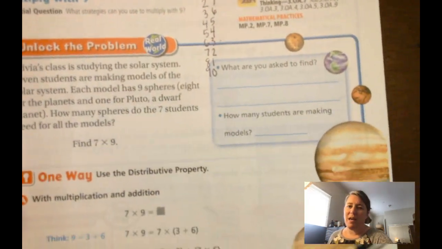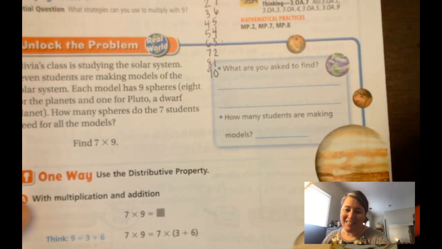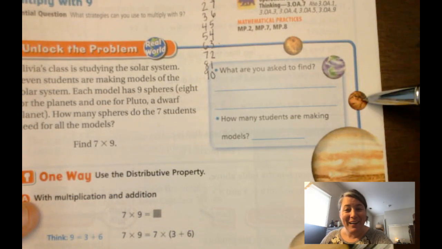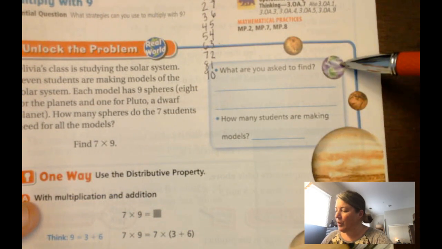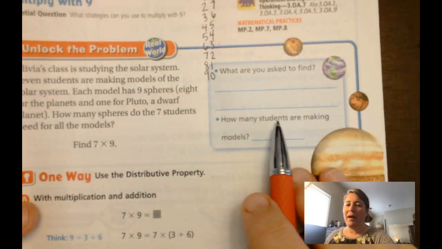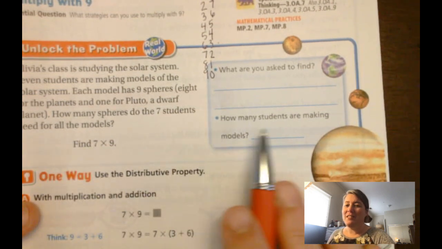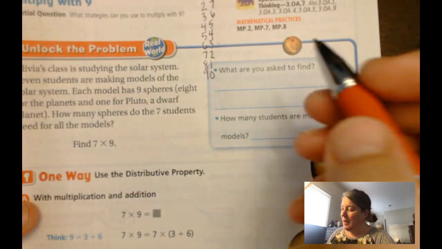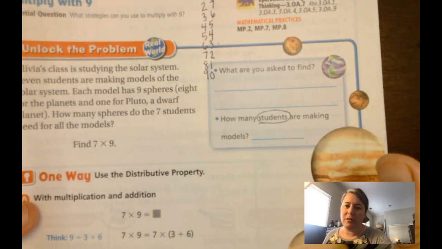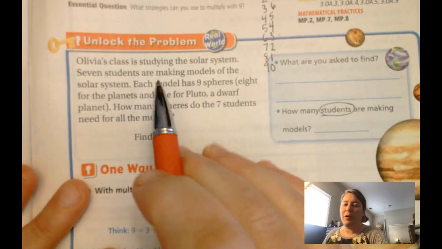Now, as always, I like to look at pictures first. And so I can see that we have some planets here. We have Saturn, we have Jupiter. I believe this is Mars, the red planet, right? Earth, and this is probably Venus, right? So what are you asked to find? I have no idea yet. I haven't read over here. And then it says how many students are making models. So I know that I'm going to have to write a number and then the word students. This I do know. So let's go ahead and look at this problem here.